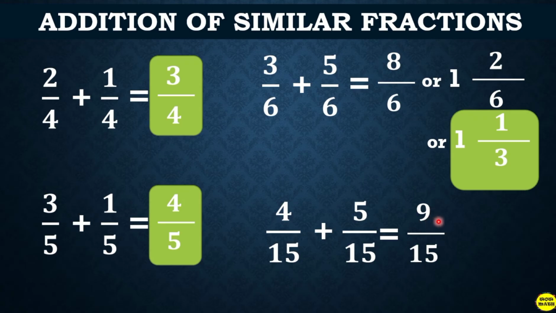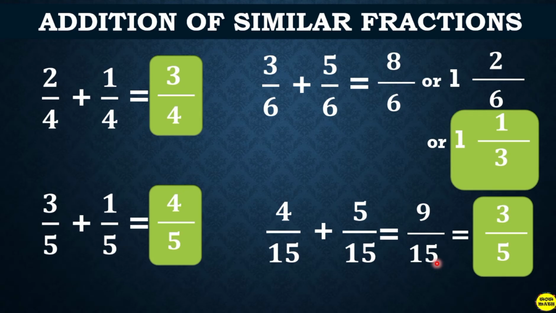So 9 divided by 3, that is 3. And then 15 divided by 3, that is 5. So therefore, our final answer is 3/5. Okay? So hanggat pwede pa siyang i-simplify, isi-simplify natin. Kukunin natin ang lowest term.